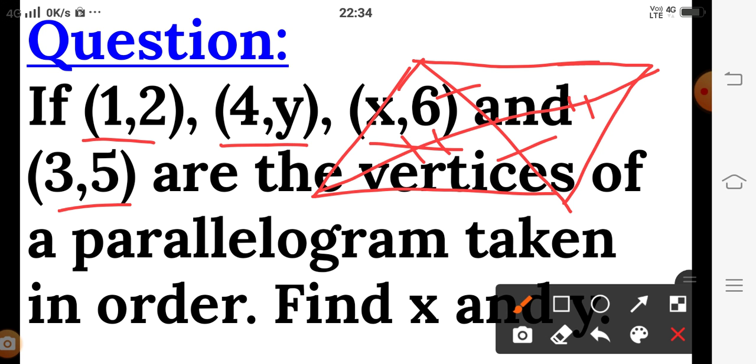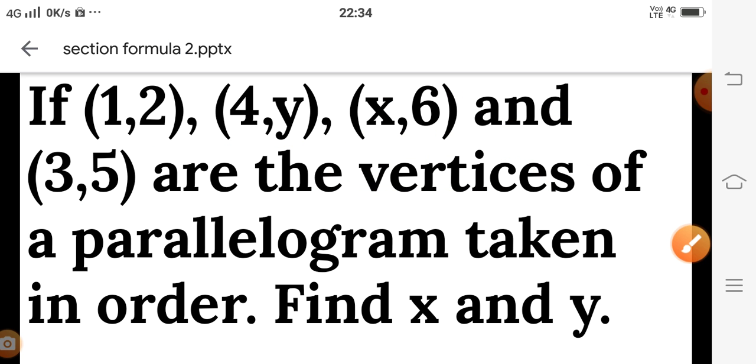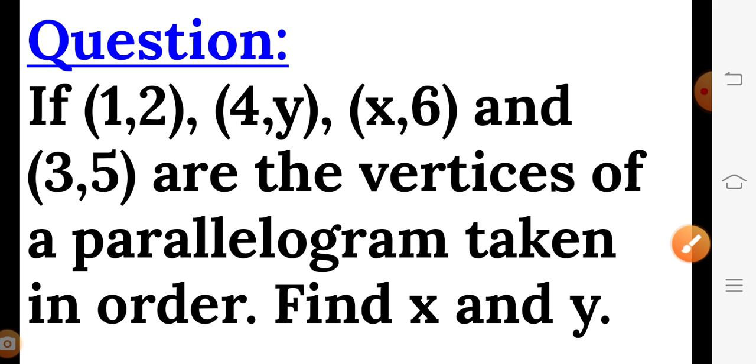Then this concept we are going to use, because the coordinates of the vertices of the parallelogram are given to you, and we are observing that we have two variables here, y and x, the unknown variables. It means the values of x and y we have to find. And for finding this, we have to use the concept that the diagonals of a parallelogram bisect each other.